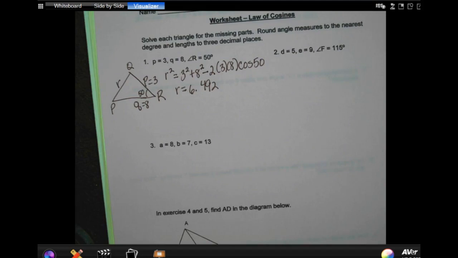So take the square root of that number. Store it and take the square root. Off your phone. All right. Okay, how many of you got the 6.492?